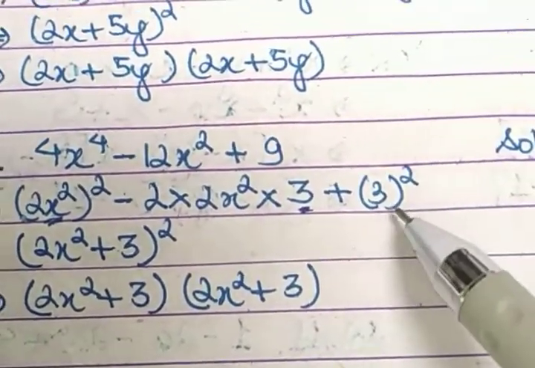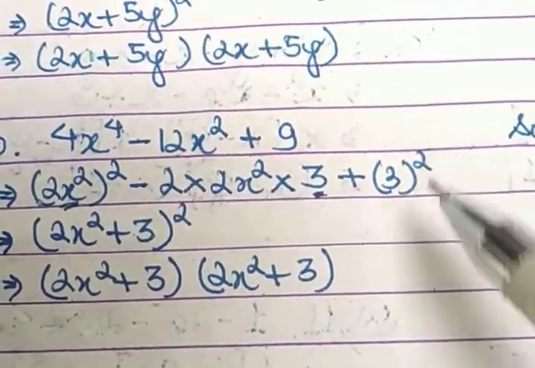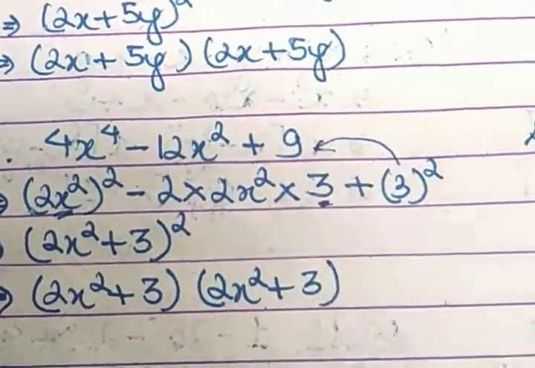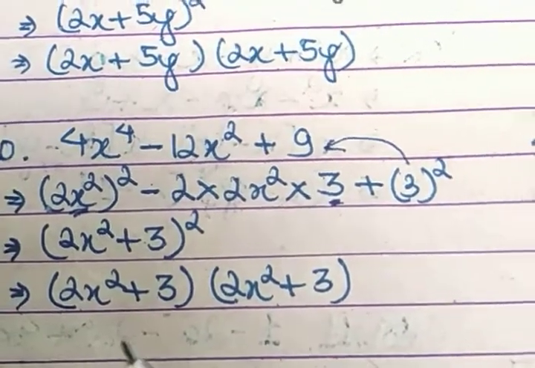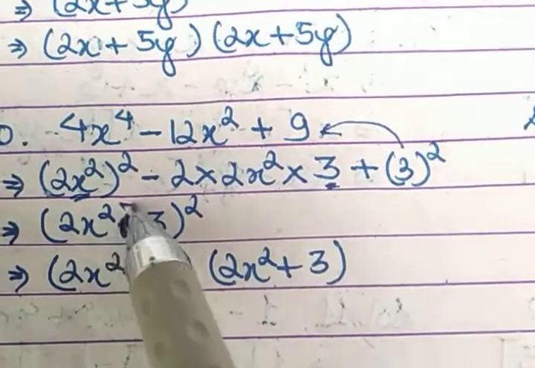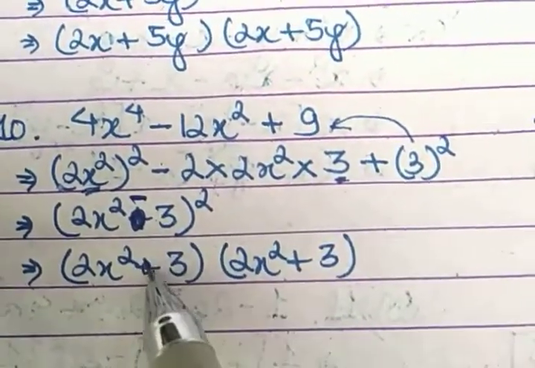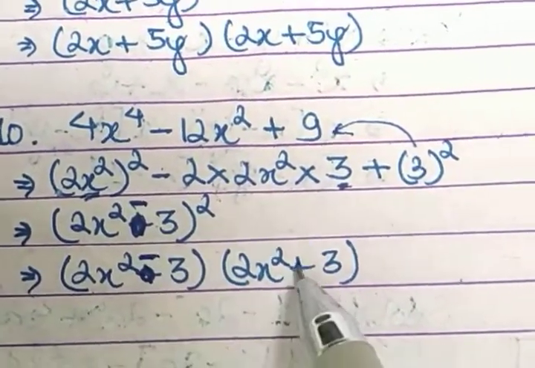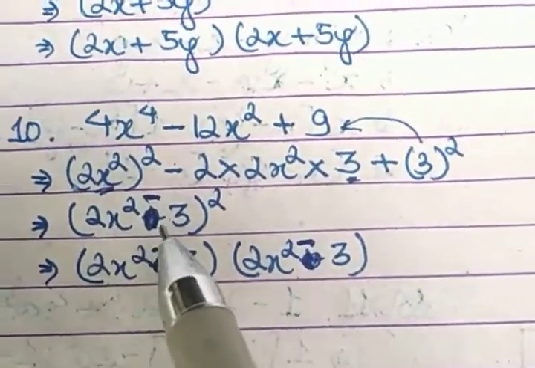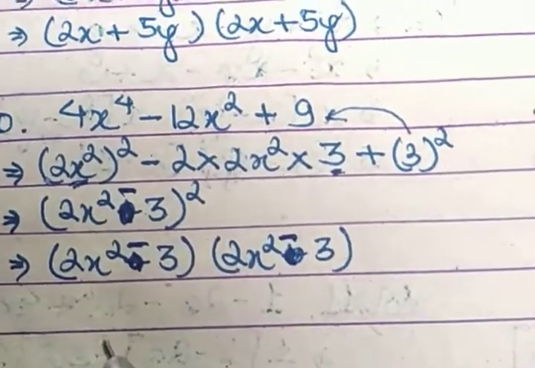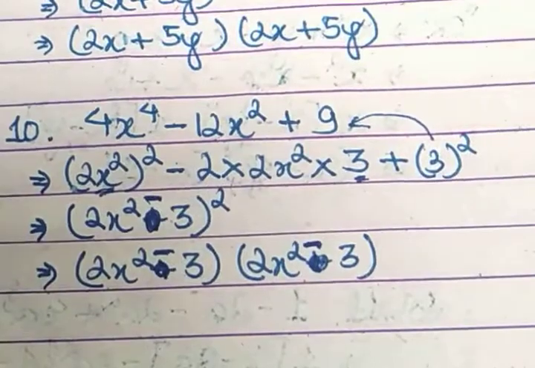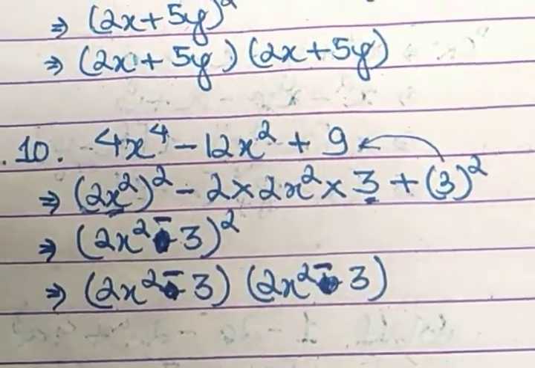Now plus b squared, so b is 3, 3 squared I know it's 9, just simple cross checking it. Now this one, again, it's not plus but it is a minus b whole square. So for a minus b whole square, 2x square minus 3 whole square. It can be written as 2x square minus 3 times 2x square minus 3, the factor form, and we are done here.